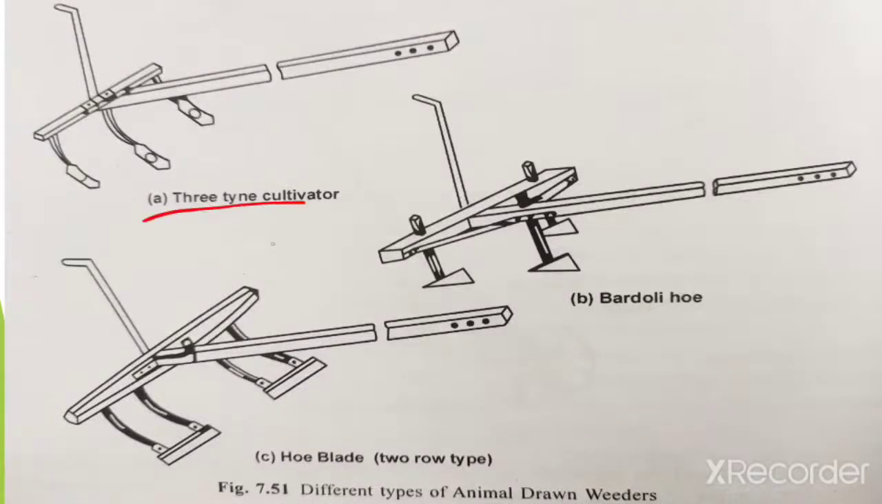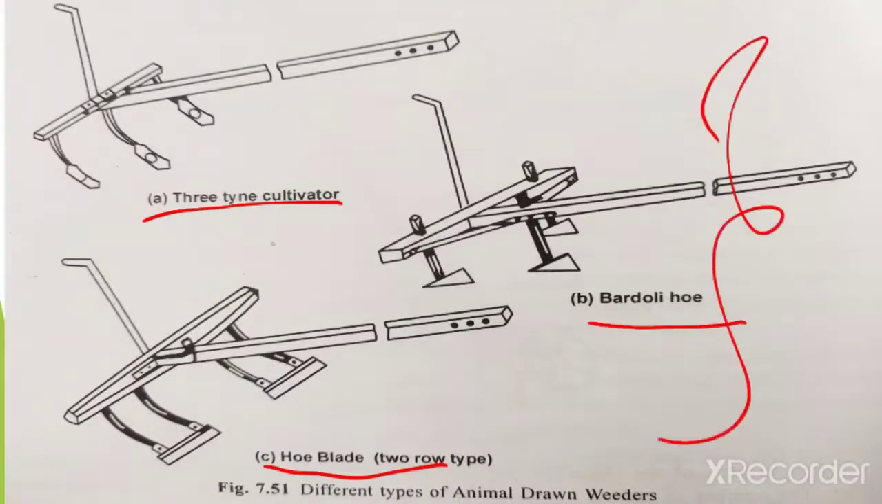Now this is the 3-tine cultivator, then this is the Bardoli hoe, and this is the blade hoe. These are the different types of animal drawn weeders.